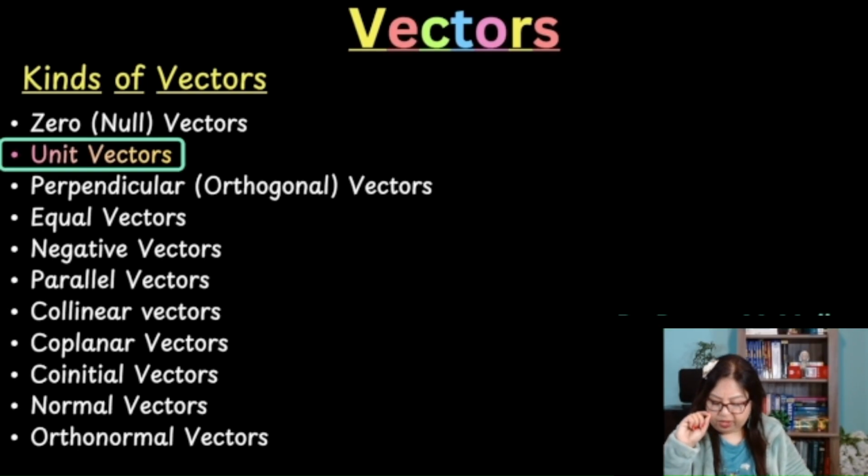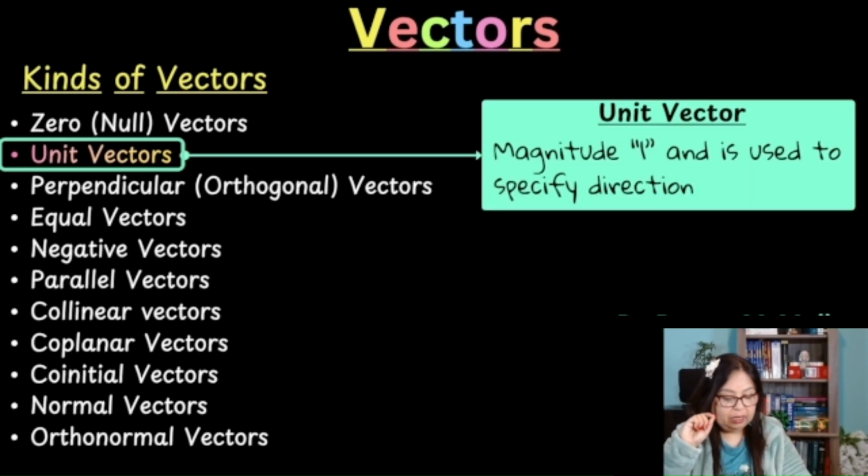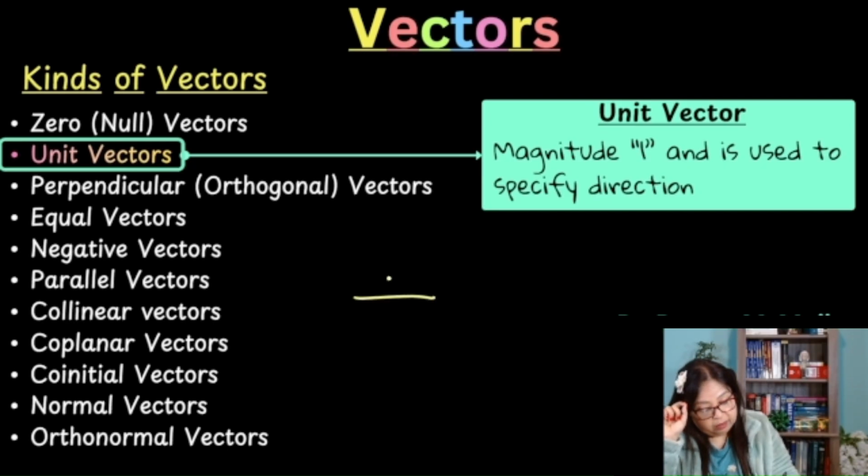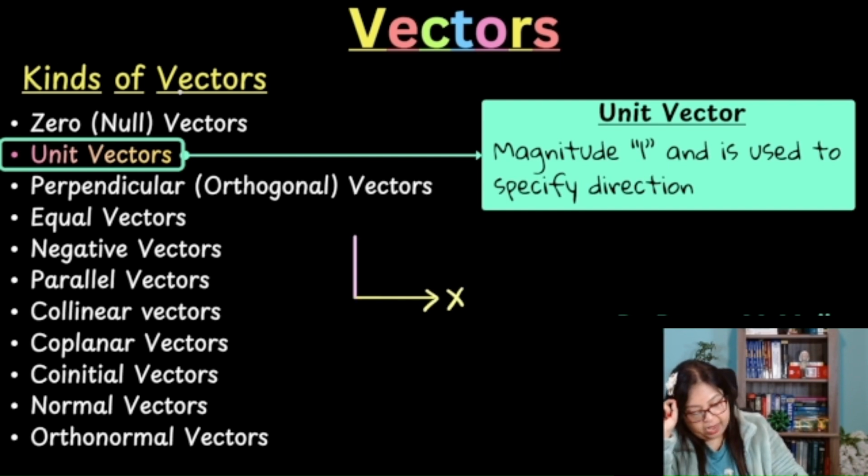The only significance of a unit vector is to specify direction. It has a magnitude of 1 and it is used to specify direction. In Cartesian coordinates, we have 3 directions: the x-axis, the y-axis, and the z-axis.